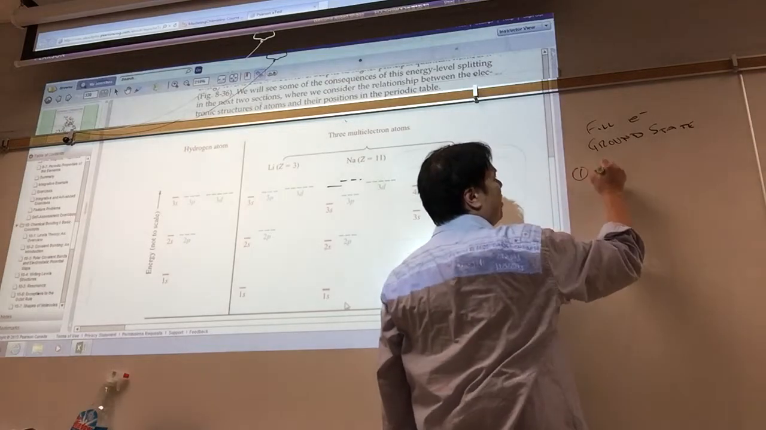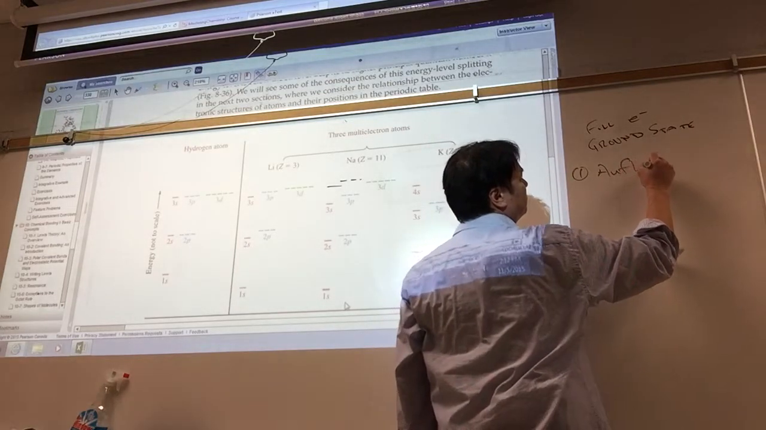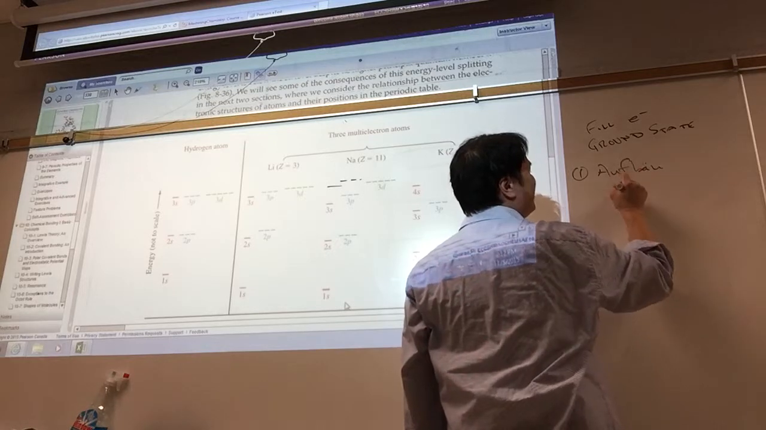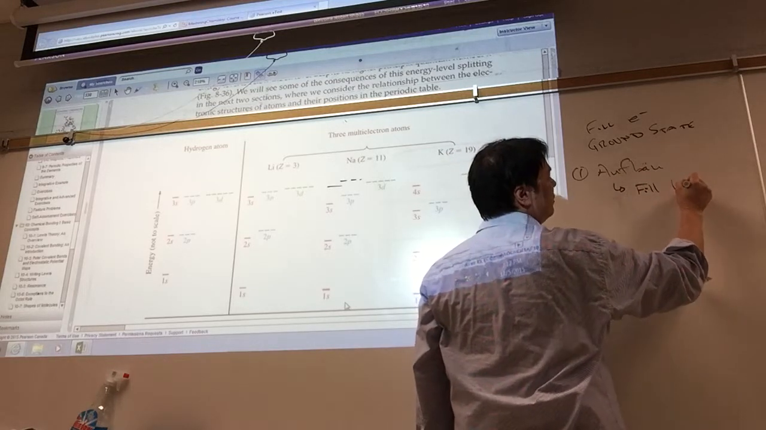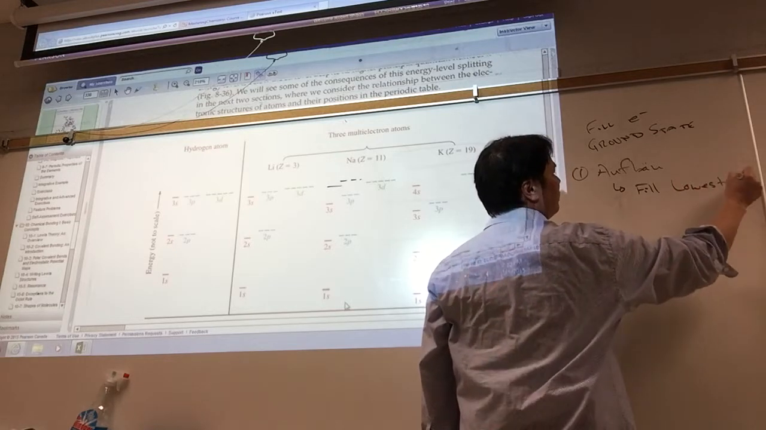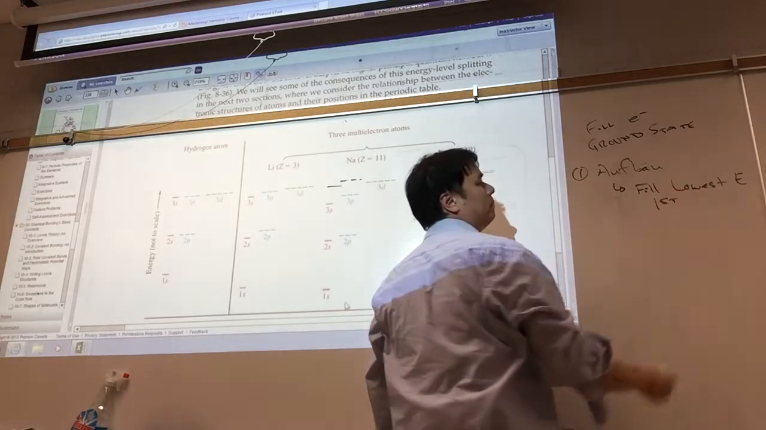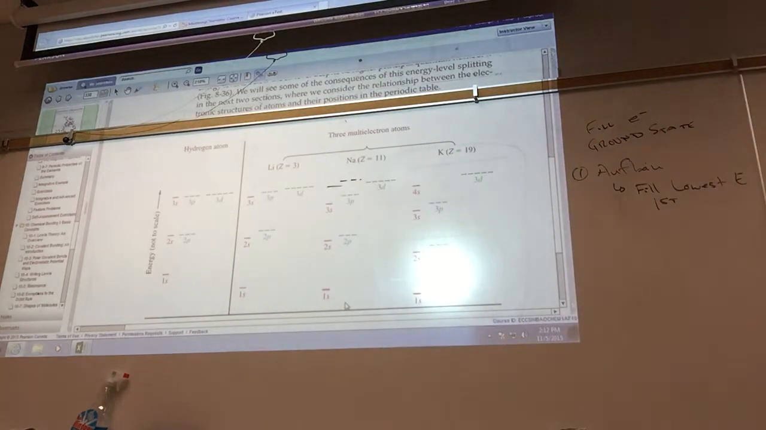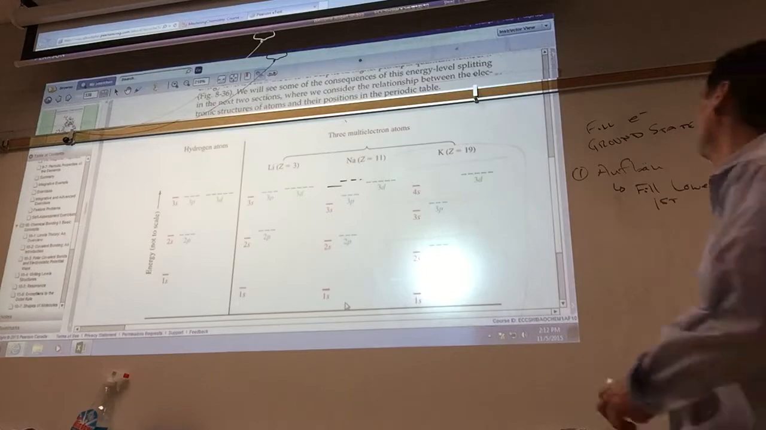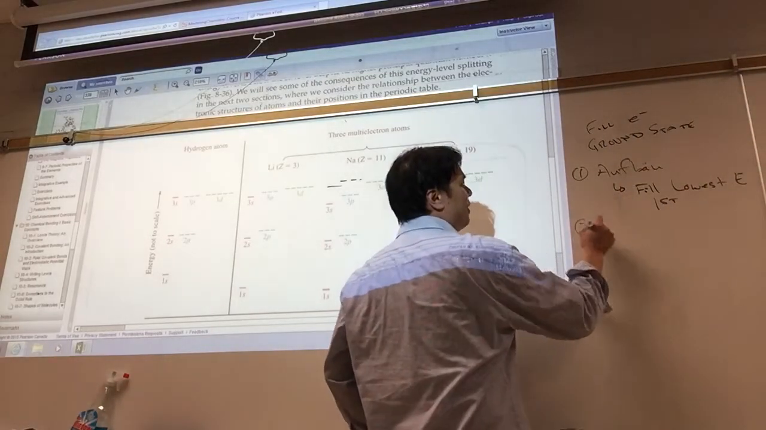The first one is the Aufbau principle. Aufbau, all it says is this: fill the lowest energy ones first. Unless it's an excited state. If it's an excited state, then you can put an electron anywhere you want. But if it's a ground state, we want to start off with 1s and then build our way up. And so that's the Aufbau.